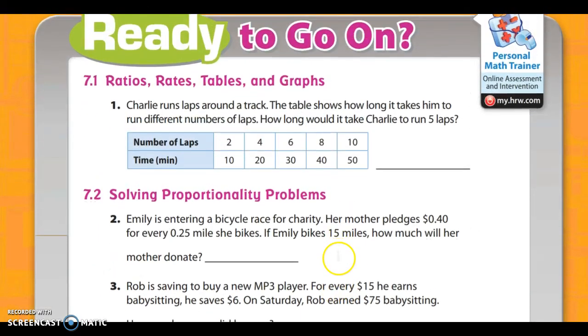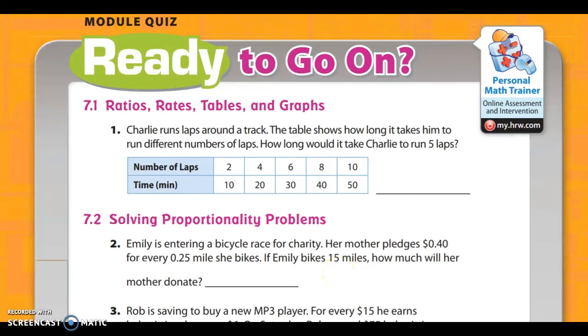So, page 197. Question number 1. It's a really cool question, by the way. It reads, Charlie runs laps around a track. The table shows how long it takes him to run different numbers of laps. How long would it take Charlie to run 5 laps? Now, if you look for 5 laps, it's not on there. Number of laps is the top term, and 5's not on there. Now, we could squeeze it in, but it's not there.